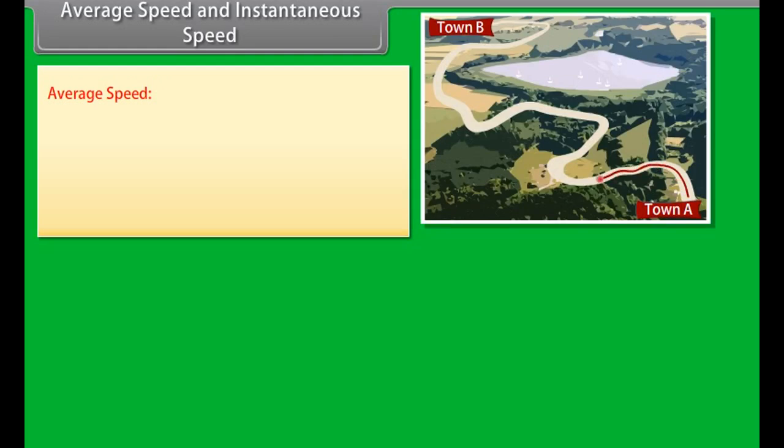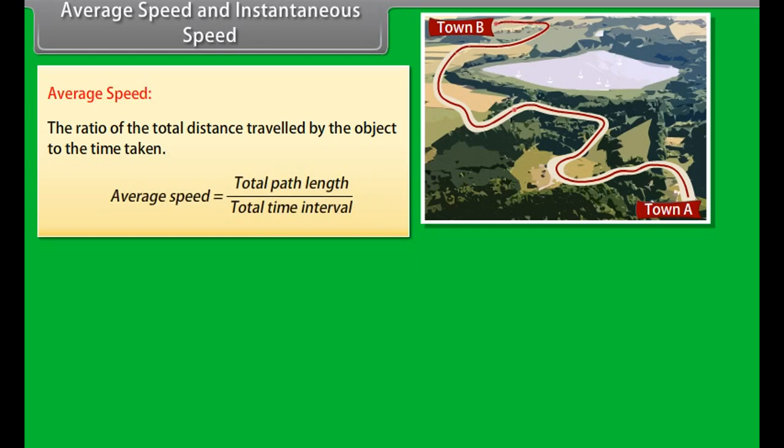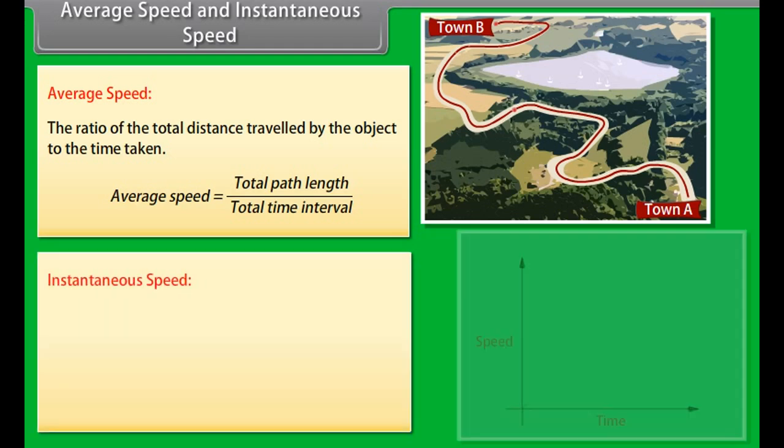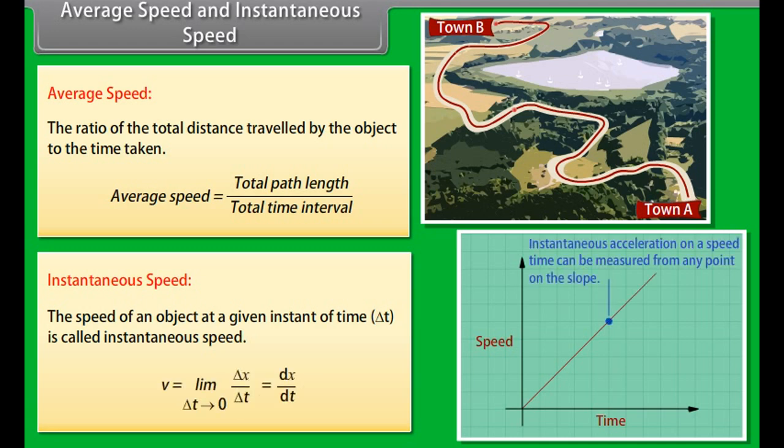Average speed and instantaneous speed. Average speed. The ratio of total distance traveled by the object to the time taken. Therefore, average speed is equal to total path length upon total time interval. Instantaneous speed. The speed of an object at a given instant of time is called instantaneous speed.